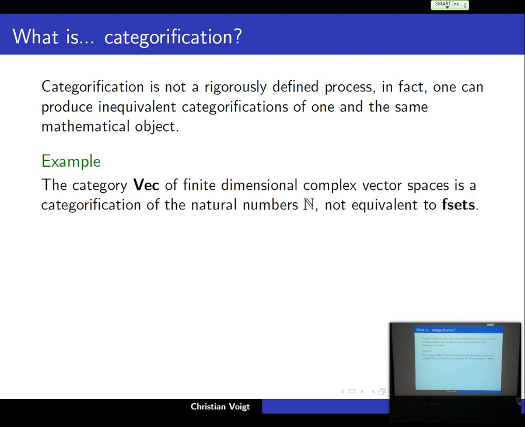Just a very simple example. In the previous example, instead of looking at finite sets, you could also take the category of finite dimensional vector spaces. That's basically, again, parameterized by natural numbers. Just take the dimension of your vector space. But of course, the morphisms now look different in this category, so it's not the same categorification as finite sets. Again, this is just in order to illustrate this.